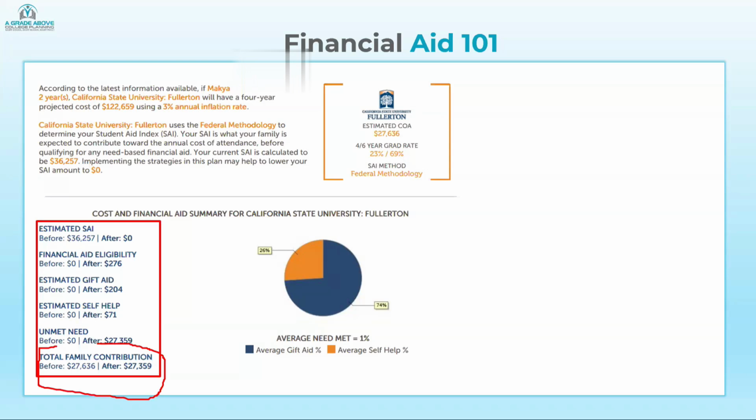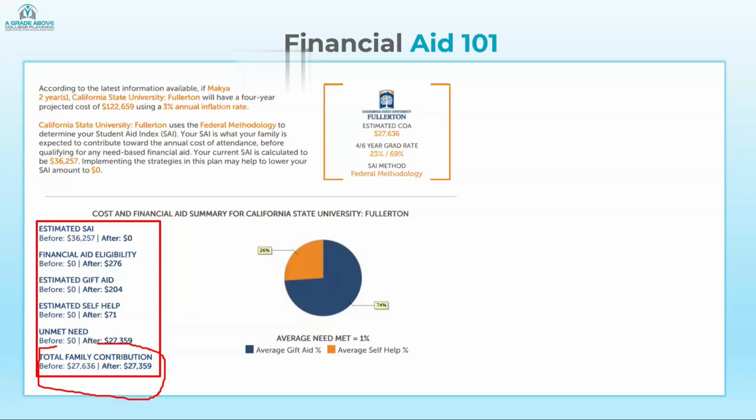You see there, if they reduce their SAI to zero, they're still going to pay $27,000 out of pocket, right? So this is a little bit of a spoiler alert. I'm going to talk more about school selection, but this right here, when it comes to Cal State Fullerton, even if they had a zero SAI, they're still going to be almost a full pay family.